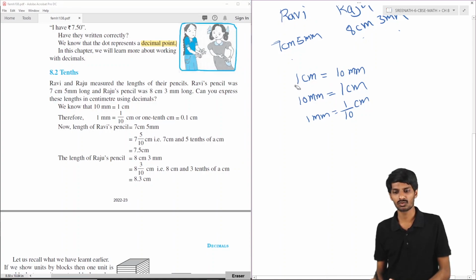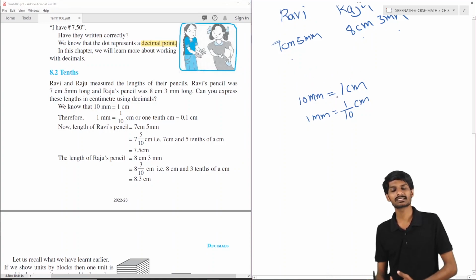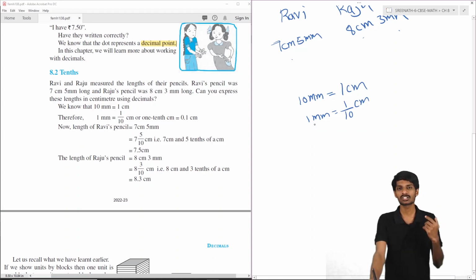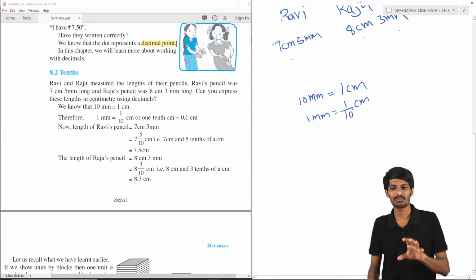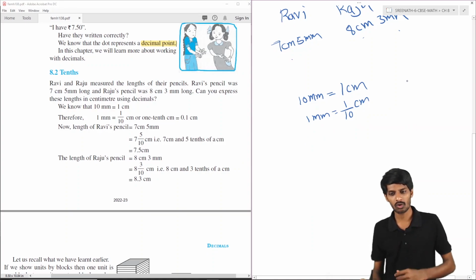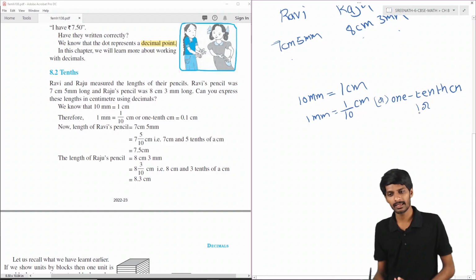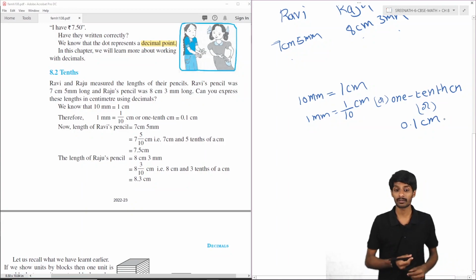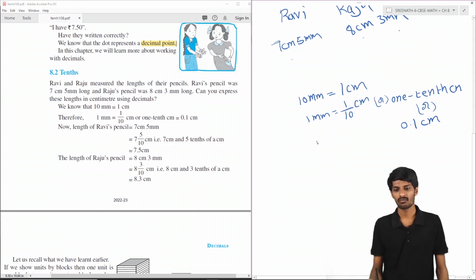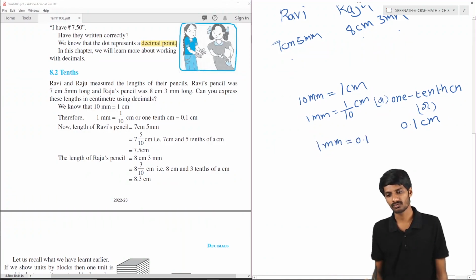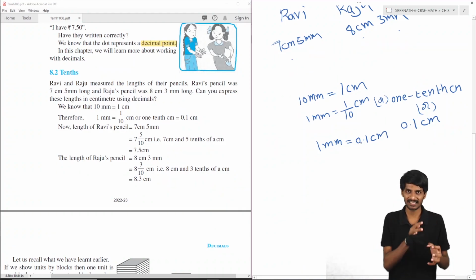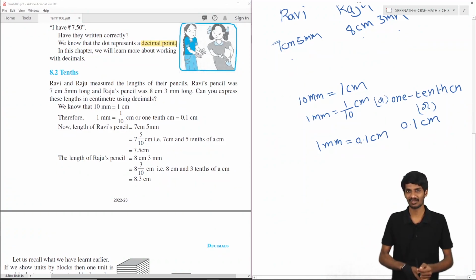Okay, students. So we can rub it. So we know 10 millimeters equal to 1 centimeter. Then 1 millimeter is equal to how much? That is nothing but 1 by 10 centimeters, students, or we call it 1/10 centimeter. Or in another way, we call it 0.1 centimeters. Here the point represents the decimal symbol, students. So according to it, 1 millimeter is equal to 0.1 centimeters. So we have converted the millimeters into centimeters right now, students.